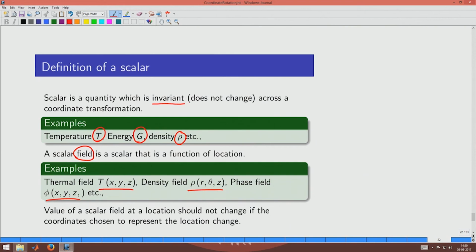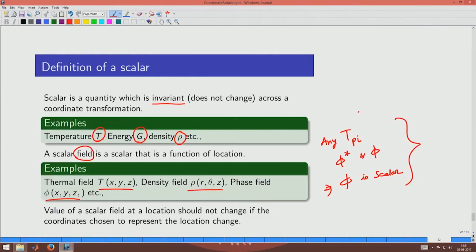Okay. Now, the invariance is something that one can prove. That is, if there is a quantity which, when we rotate the coordinate system, has not changed at all for any transformation matrix T, then for any T, phi star and phi are the same, which means that phi is a scalar. So, this is the idea that we are going to use later on to define what is a scalar and what is not. It is not as if any quantity which has just one number at a particular location can be called a scalar. It is very important that that particular number should not change when the coordinate system is rotated by any arbitrary transformation matrix T. So, this is the essence of it.